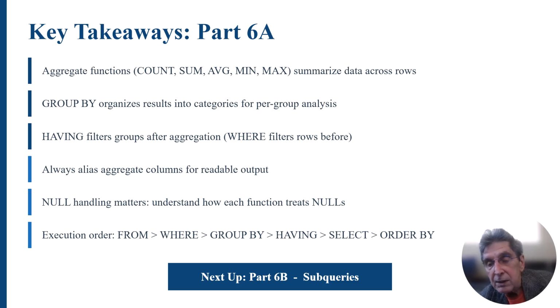Third, HAVING filters groups after aggregation, while WHERE filters rows before. Never try to use an aggregate function in a WHERE clause. That's very important. You have to remember that. And fourth, always use column aliases with AS when using aggregate functions. Using aliases is very important. It's good coding practice. Your output should be readable and self-documenting.